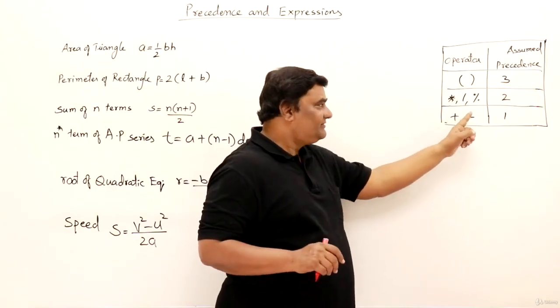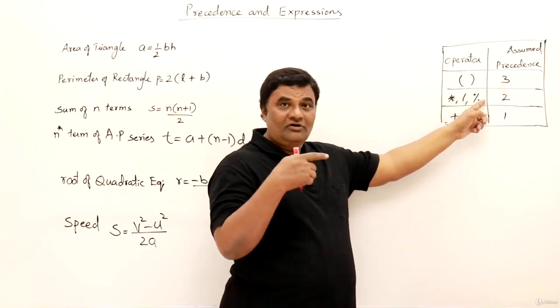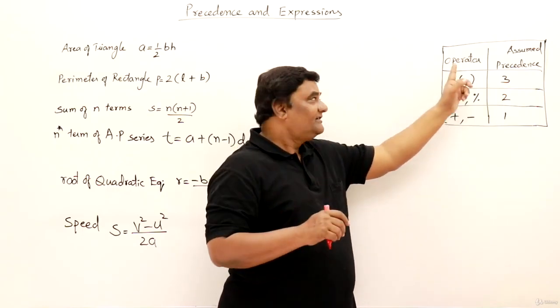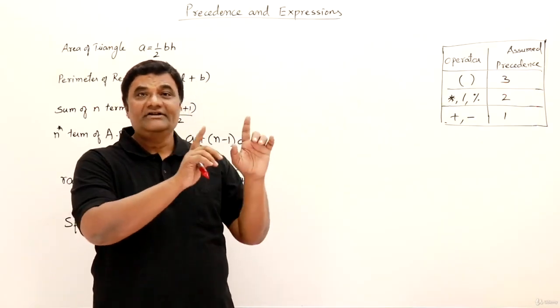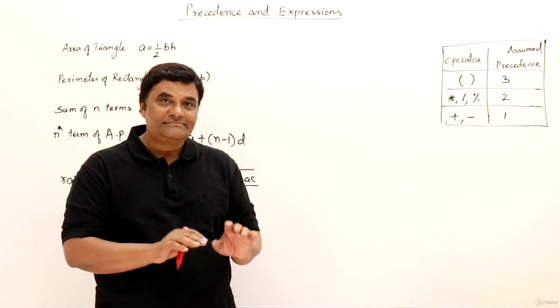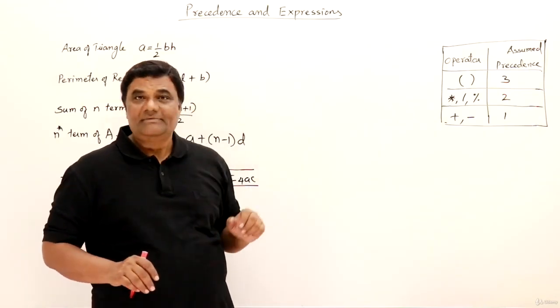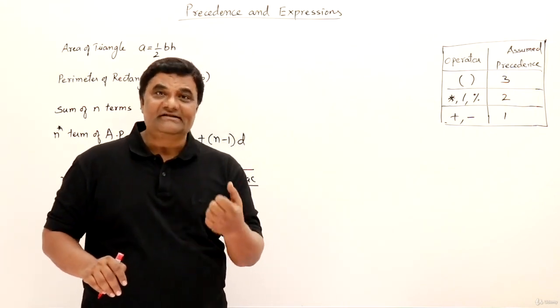Assume that the precedence of this one is 1. And the precedence for multiplication, division and mod, for all of them, is 2. And this bracket is 3. So these numbers show that bracket has the highest precedence and addition and subtraction have the lowest precedence among arithmetic operators. Now, how does this precedence affect things? Let us understand that.